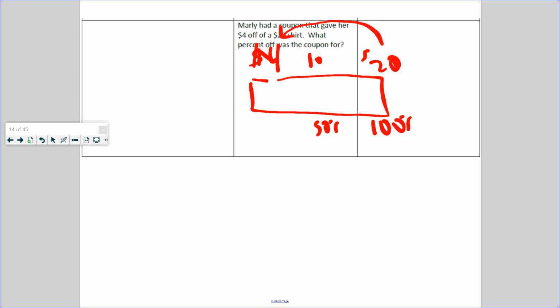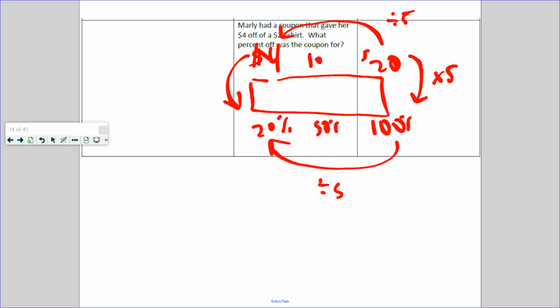How do you turn $20 to $4? Divide by 5, divide by 5. So 100 divided by 5 is 20%. Another way you can solve it is an up and down relationship. How do you turn a 4 to 20? Times 5. 4 times 5 is 20, and 20 times 5 is 100%, so 20%.